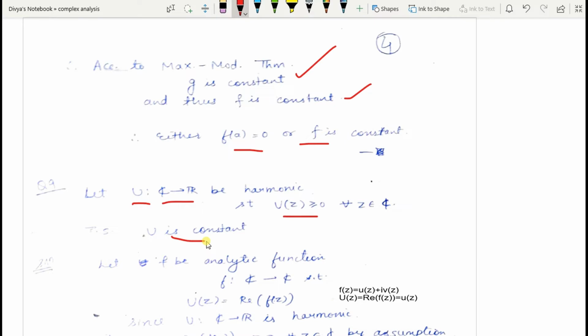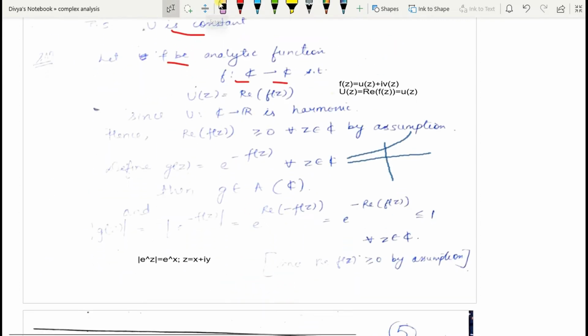So it means any function whose domain is the complex numbers and whose range is real numbers, and that function is harmonic. And if we are given that u(z) is greater than or equal to 0, then the function should be constant. So to prove this, let us first assume that f is an analytic function from C to C, right, such that u(z) is equal to real part of f(z), right. That means the function we have assumed is f equals u plus iv, right. So u is equal to real part of f(z), that is equal to u(z), right.